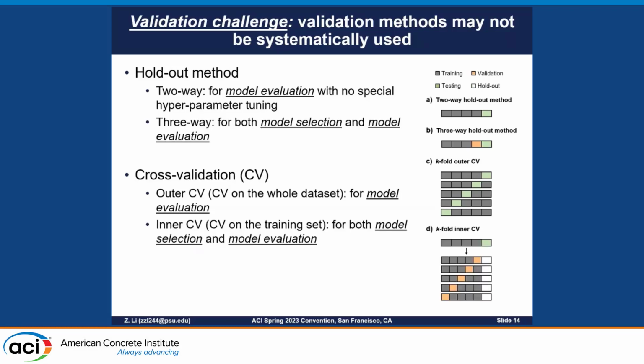On the other hand, there are other methods like three-way hold-out methods, and cross validation on the whole training set. These can be used for both model selection and model evaluation. The reason is that they involve the use of a validation set, such that you can do special hyperparameter tuning or do your model selection.